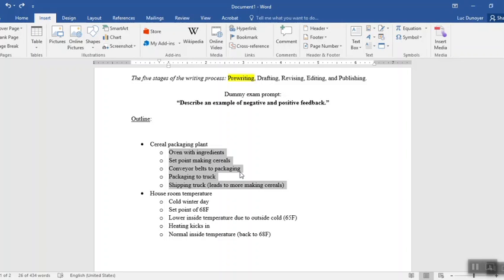So in that example, I'm going to talk about the oven and the ingredient, the set point of making cereals, conveyor belts to packaging trucks, packaging trucks that are then shipped. Okay, and that leads to making more cereals. So I got those that I wrote down. You see there are typos in there, problems and all.